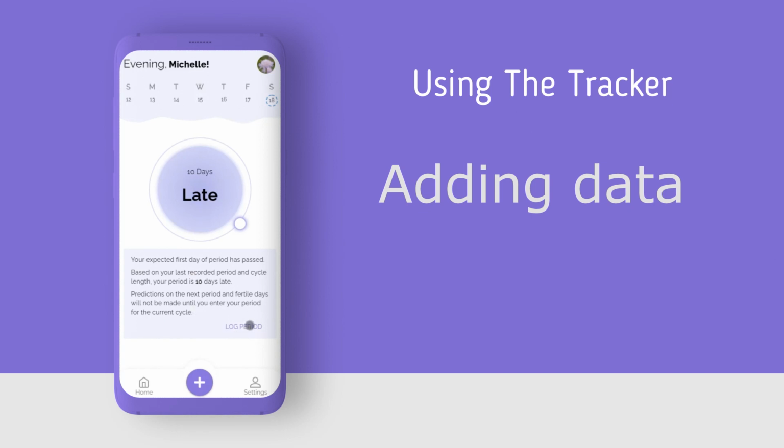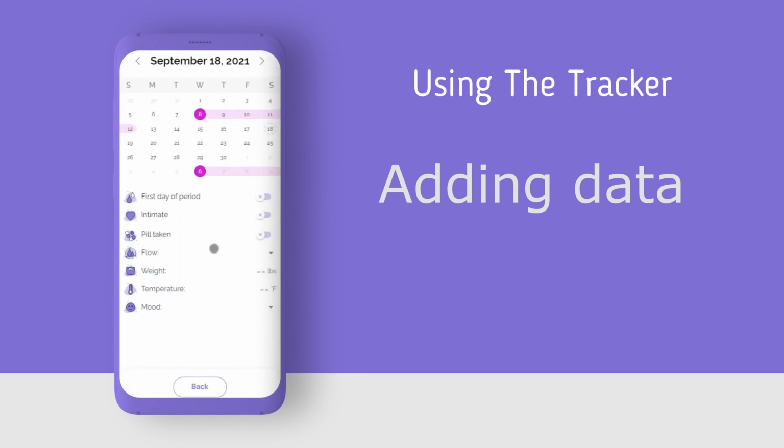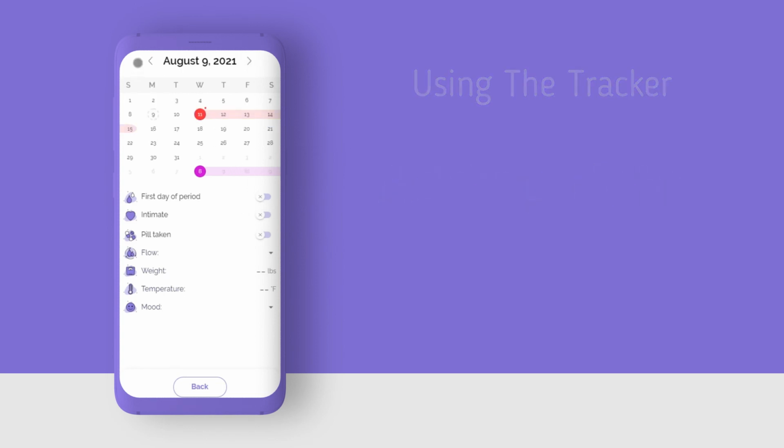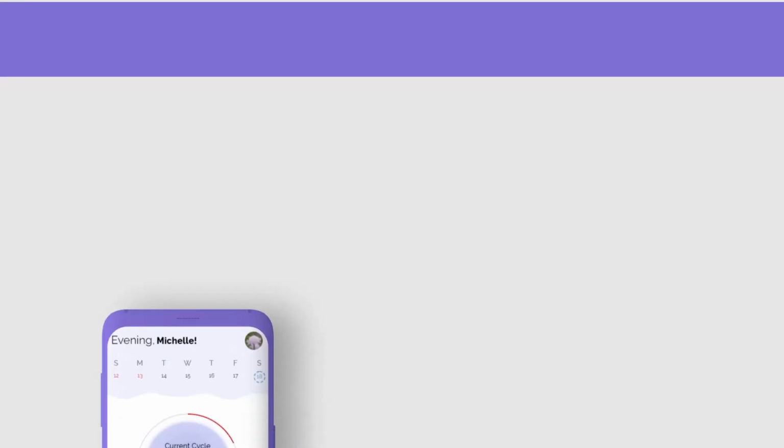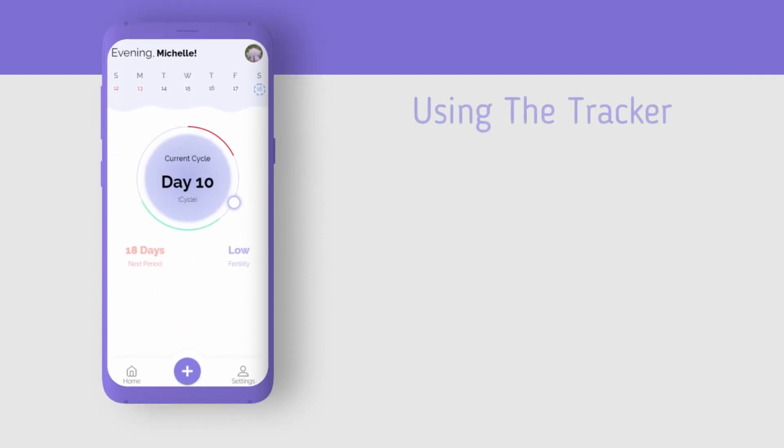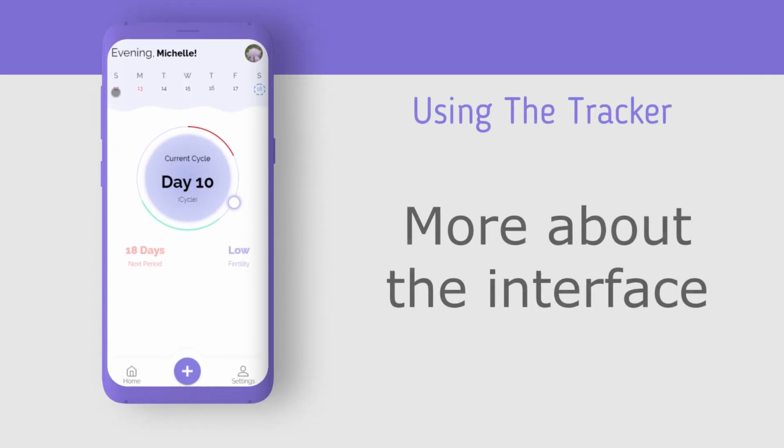Let's do that now and add another entry for the period. Let's pick September 9th as the next period. Going back to the tracker page, you can see now that the central dial has additional information.